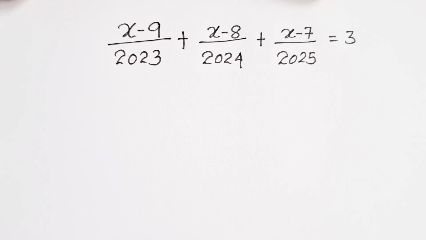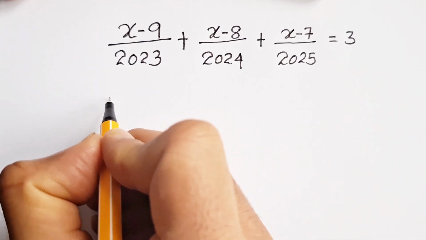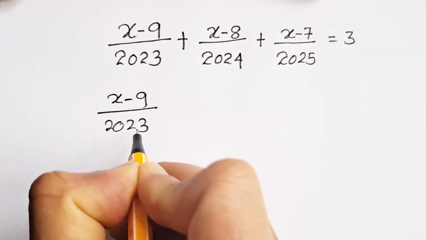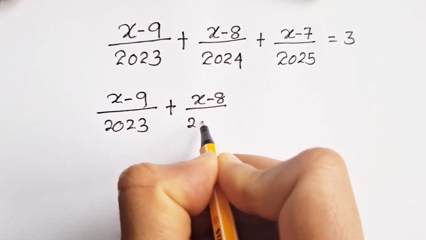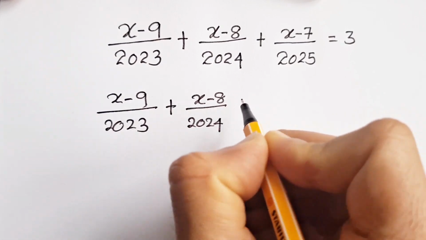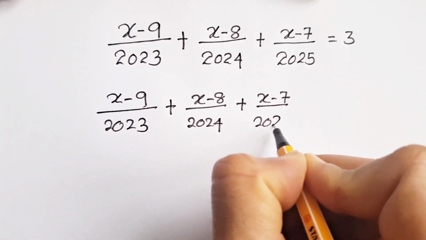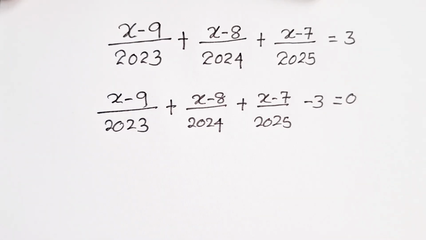This is how I'm gonna solve this one. So you have been given this equation and you have been asked to find the value for x. First of all, I'm gonna rewrite this equation taking this 3 into the left side. So (x minus 9) over 2023 plus (x minus 8) over 2024 plus (x minus 7) over 2025 minus 3 equals 0.